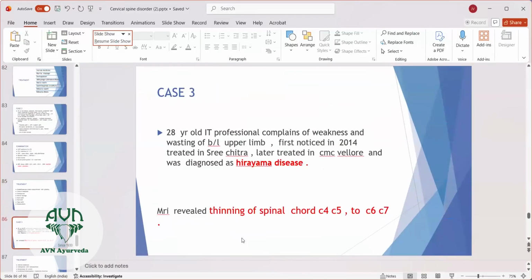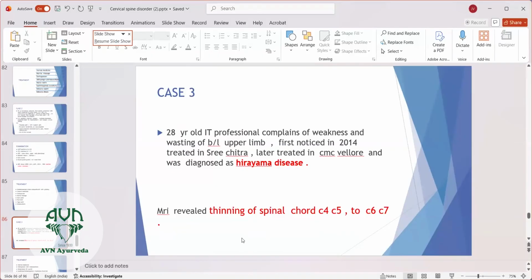A 28-year-old IT professional complains of weakness and wasting of bilateral upper limb, first noticed in 2014. Treated at Sri Chitra Institute of Medical Science, it is a rare case. Later treated at CMC Vellore and was diagnosed as Hirayama disease at the level of the cervical spine. It's a very rare case.